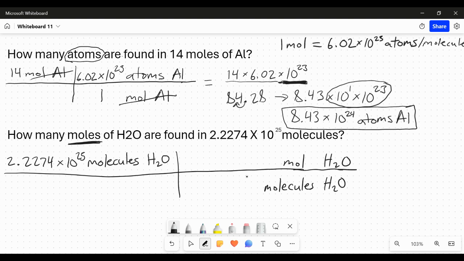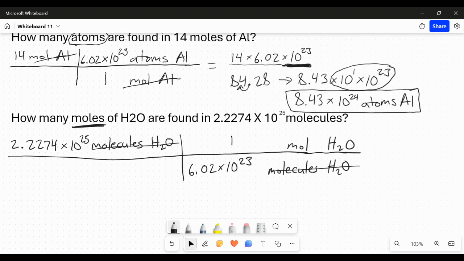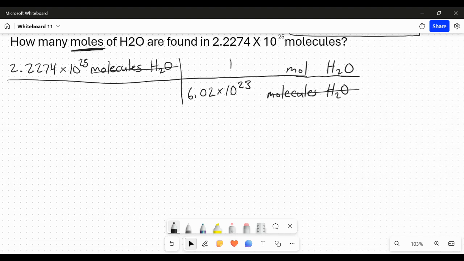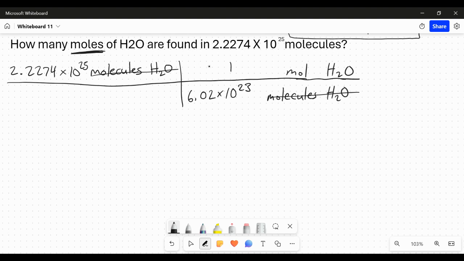Now, my relationship between these two numbers is still the same, even though this is a different substance. Because I'm dealing with moles and molecules, the same as moles and atoms, it's 1 mole is 6.02 times 10 to the 23rd molecules. So I'm going to go ahead and cancel out my units. And now I have moles of water as my only unit left. So I know I'm in the right spot. I just have to solve the math problem. So I'm going to scoot this up here a little bit so I got a little bit more room. Multiply across the top. This number times 1 is just itself.